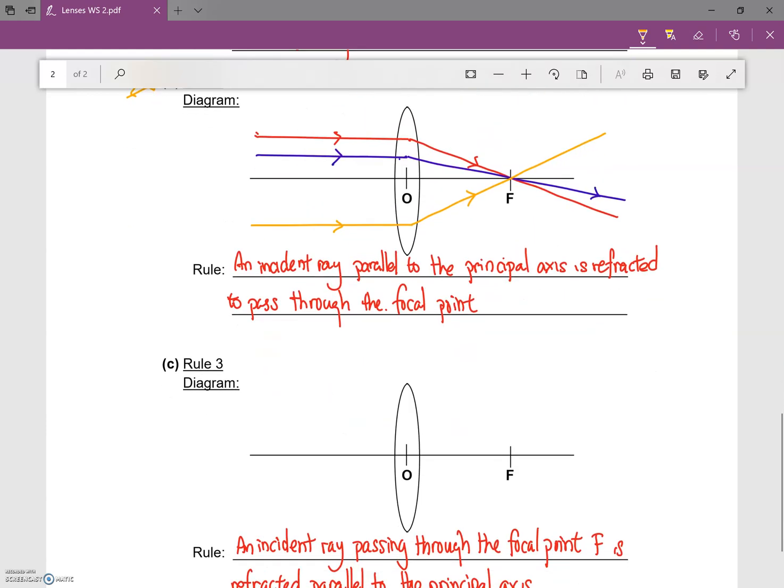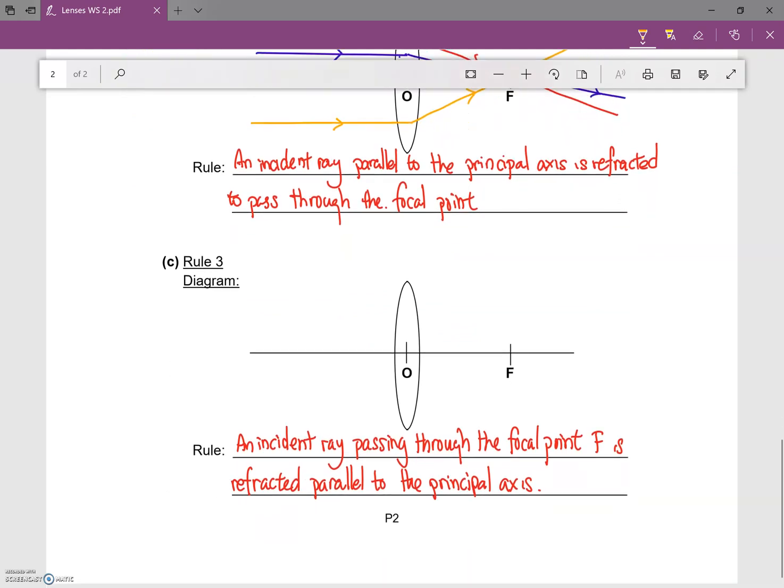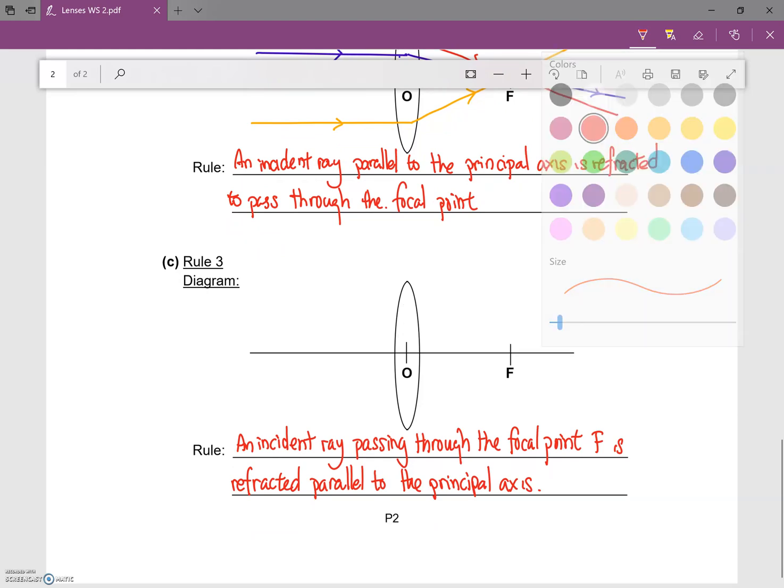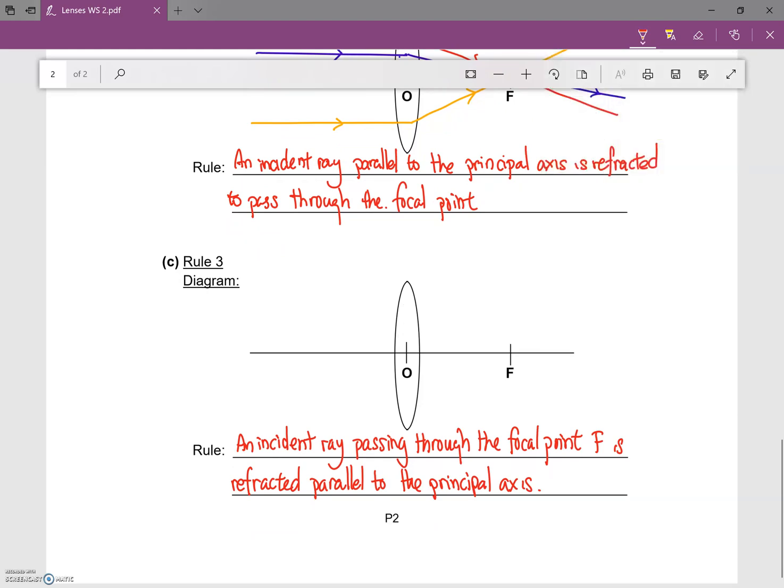The last rule, we seldom use it, but it's still an important rule that can be applicable at times. This one says an incident ray passing through the focal point F is refracted parallel to the principal axis. So if it passes through the focal point first, it will be refracted parallel to the principal axis.